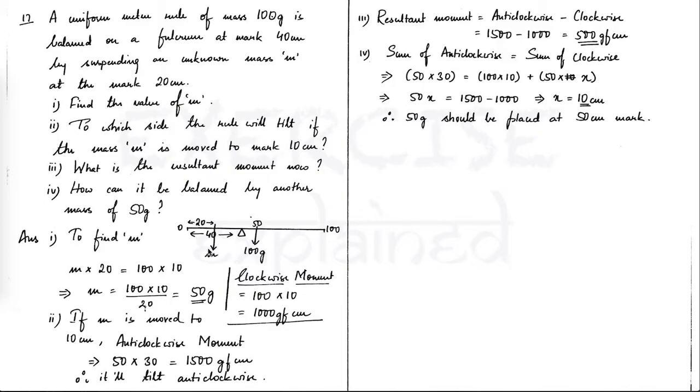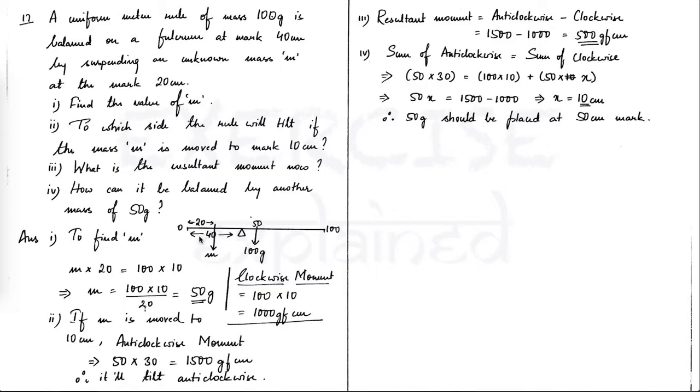Now, to which side the rule will tilt if mass m is moved to the mark 10 centimeter? Now if mass m is moved to the mark 10 centimeter, what happens is the anti-clockwise moment, that is for m, that's going to rotate like this. The anti-clockwise moment is going to be, this distance changes because here it is moved to 10 centimeter.